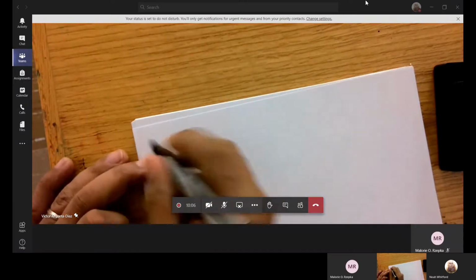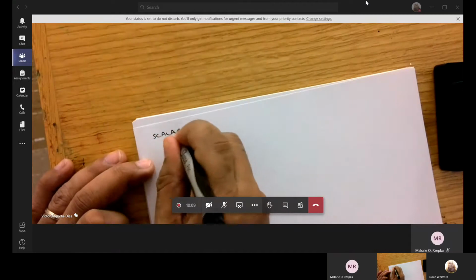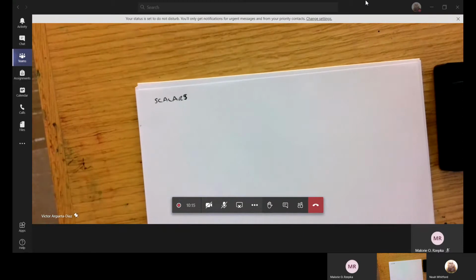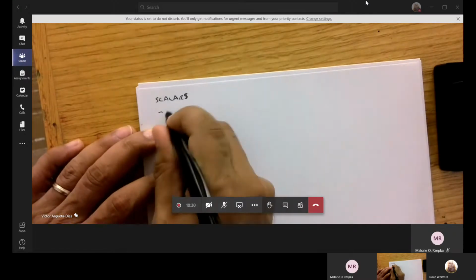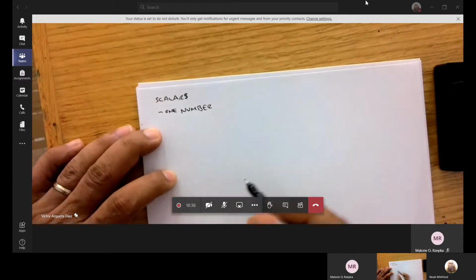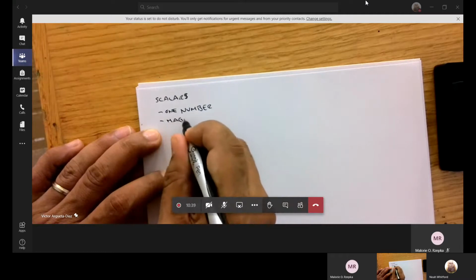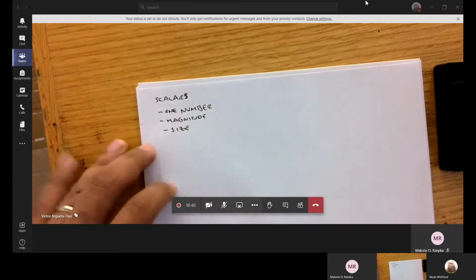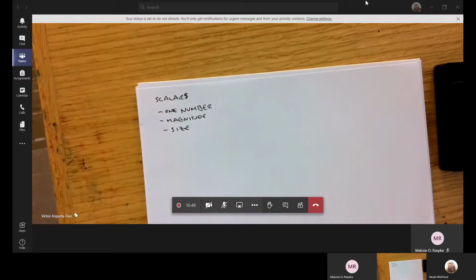So scalars, can everybody read my handwriting? It's not better on the blackboard, I can tell you that. So scalars are quantities that can be described with only one magnitude. So we only need one number to describe them. You can think of them as a magnitude or the size.